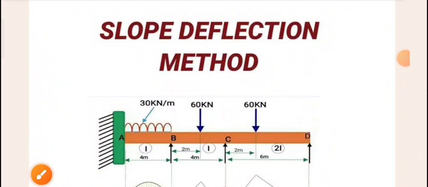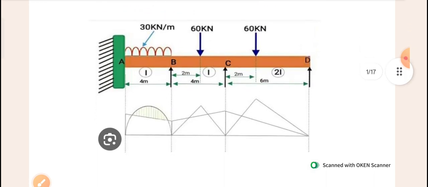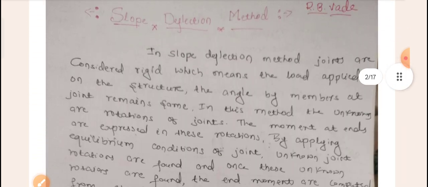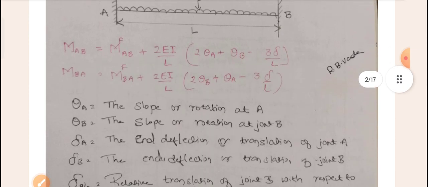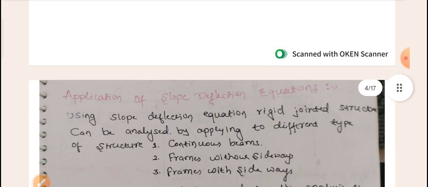Hello, my dear students. In the last lecture, we studied the basic introduction of the slope deflection method and the fixed end moments for different loadings, whether it is a point load or a UDL. After that, we studied the sign conventions, and then the basic procedure to solve the slope deflection method. These are all the things we discussed in the last lecture.